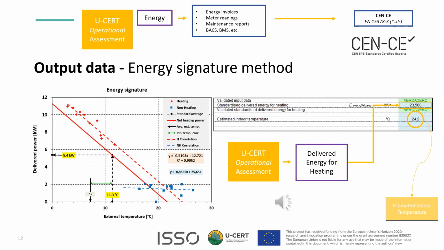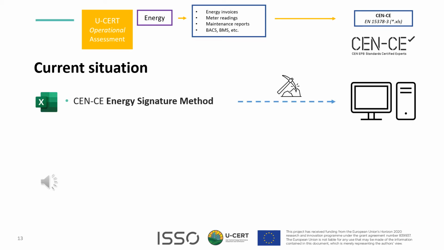As output, what is obtained is the delivered energy for heating and also an additional value which is the estimated indoor temperature. The Sensi spreadsheet related to the energy signature method is being translated into web tool by Flexility and will be ready soon.